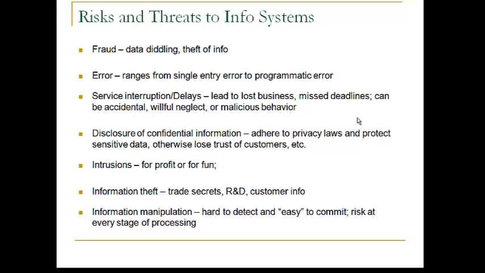Service interruption or delays, again, we're talking about things like denial of service attacks. Anything that can prevent the company from conducting its normal business, meet its deadlines, or anything along those lines. These types of risks could be, again, accidental. We have systems risks that go along with any automated operations. They could also be as a result of willful neglect.